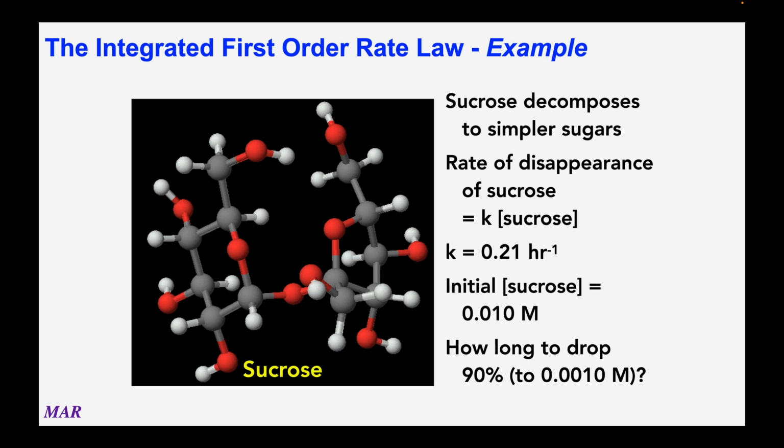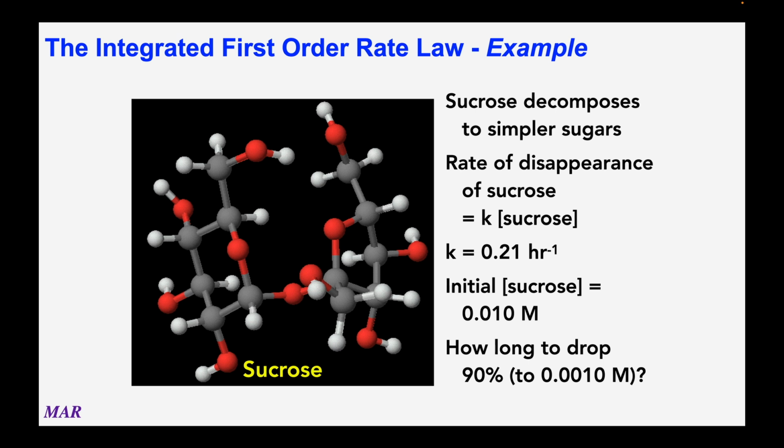All right, so sucrose is a first order reactant, and the value of k at this temperature is 0.21 inverse hours. If we start with 0.010 molar sucrose, it'd be nice to know how long it takes for 90% of it to react, i.e. we have about 10% left, or 0.0010 molar. And this is where the integrated first order rate law can be really helpful.